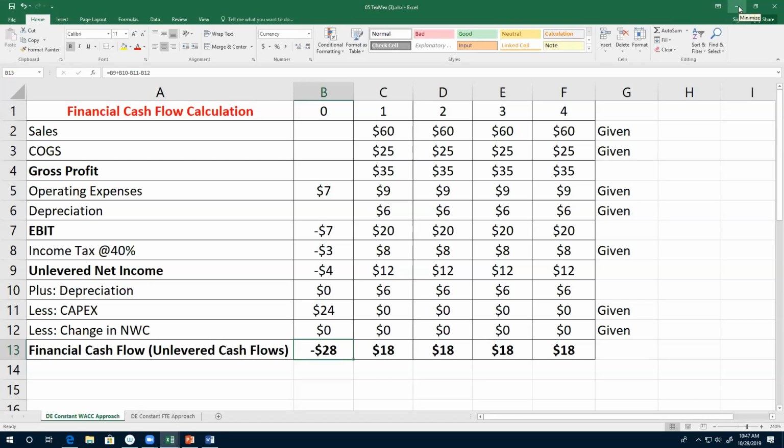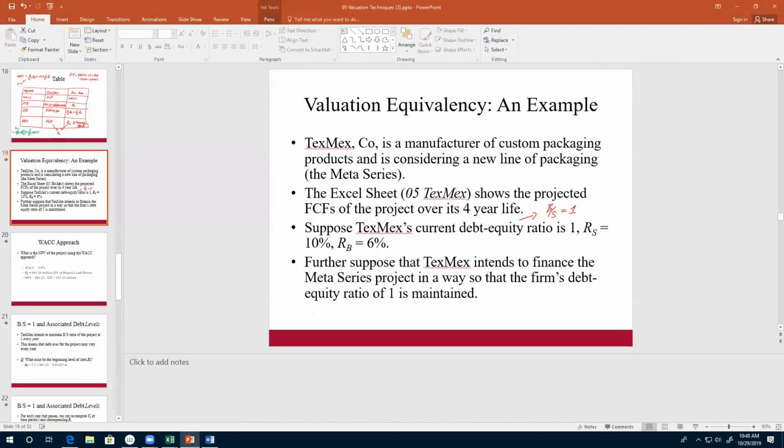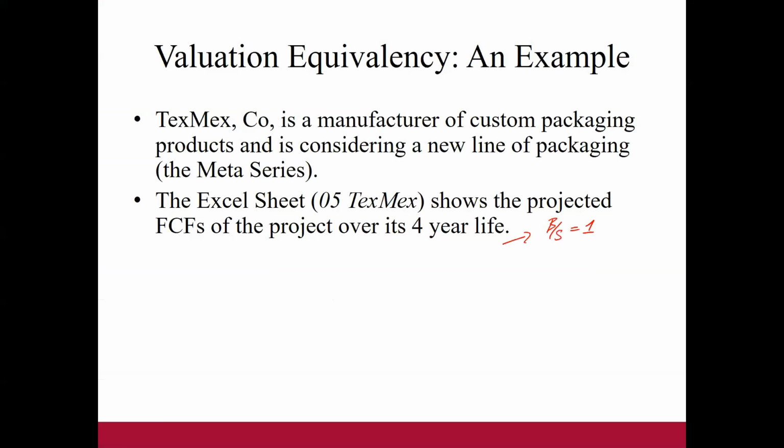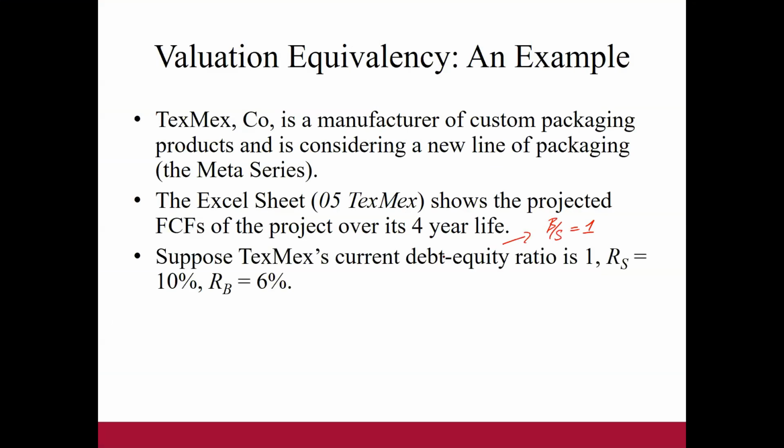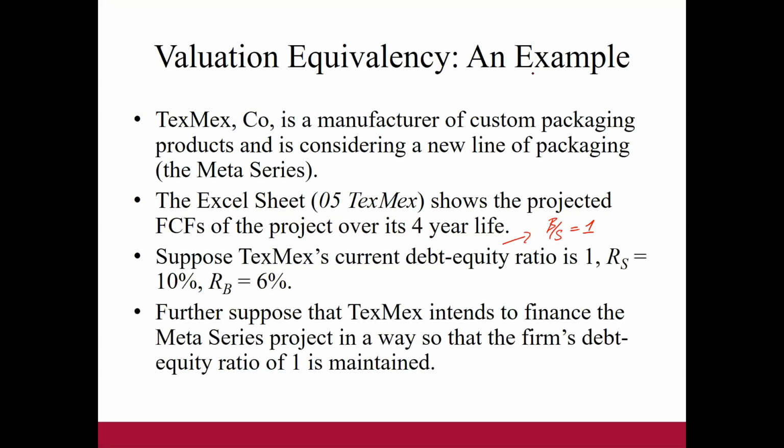If the debt to equity ratio is 1, then what is the debt ratio? 0.5, right? So debt to value ratio, B over V, is 0.5, just making sure. Okay, so this is the situation.